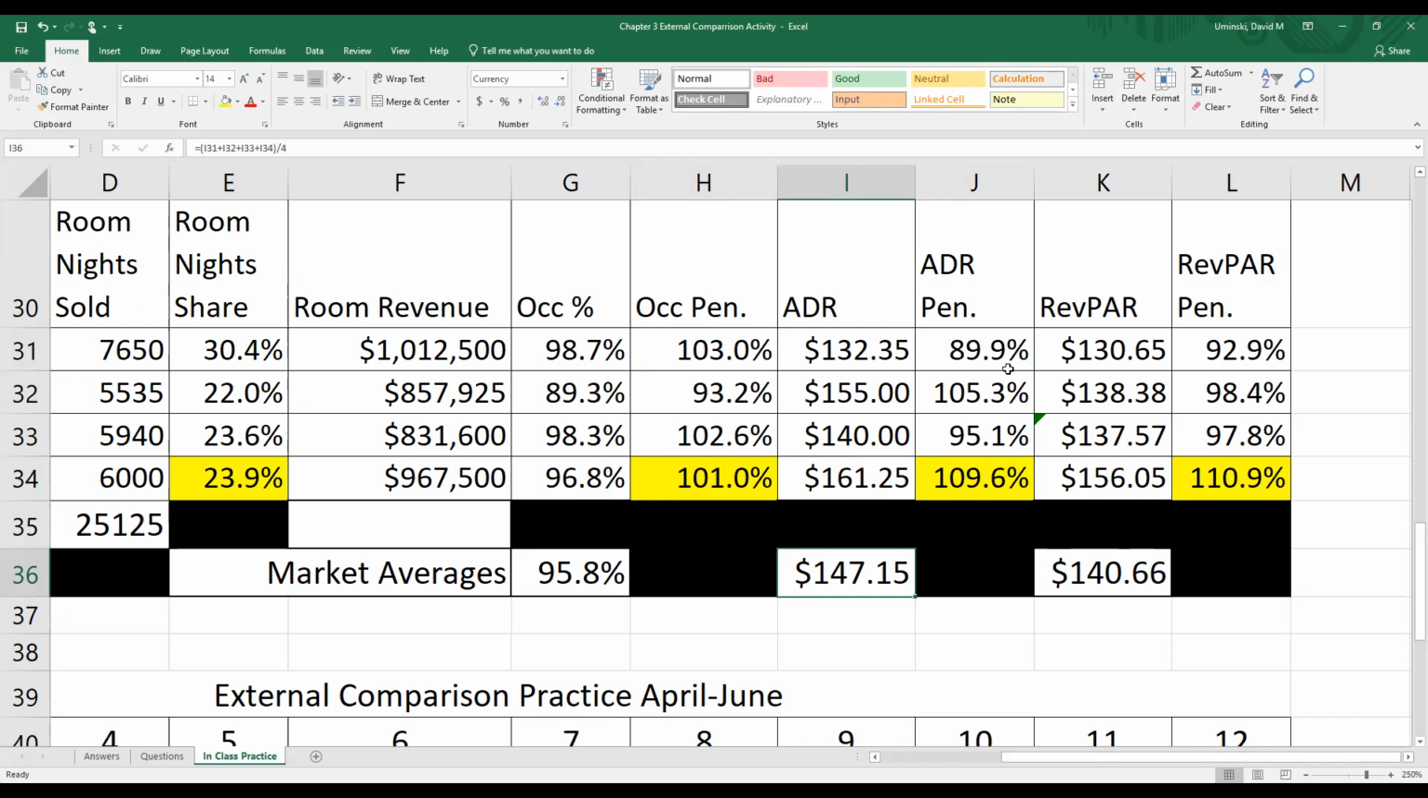Yep, absolutely. And then we also look at this revenue per available room, and Hotel D was the only one that performed above the market average of RevPAR. Okay. They all were in the 90s, right? So that's good. But Hotel D performed the best because they were the ones that exceeded that market average.